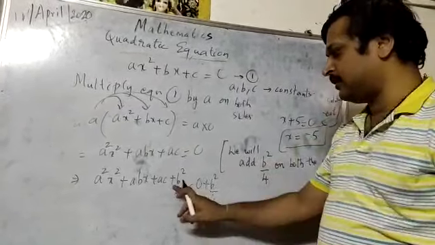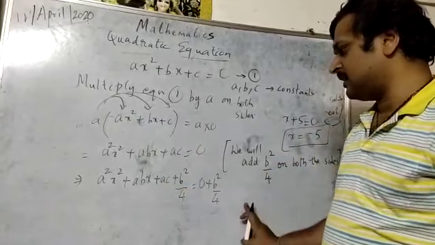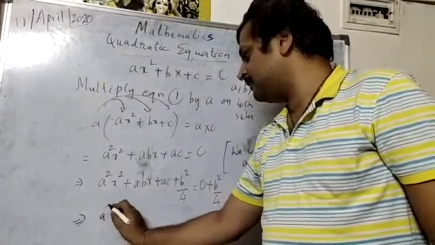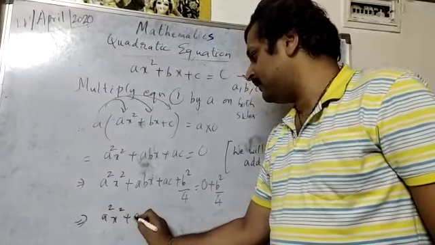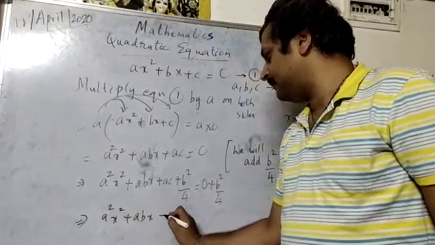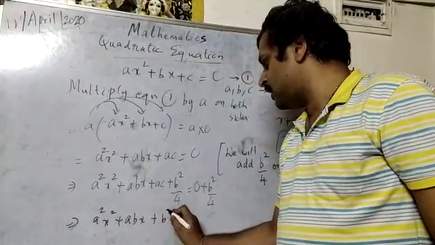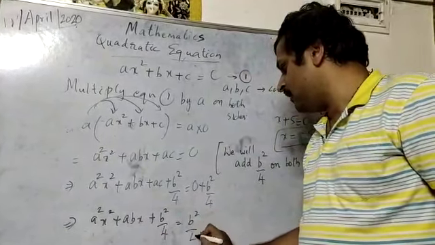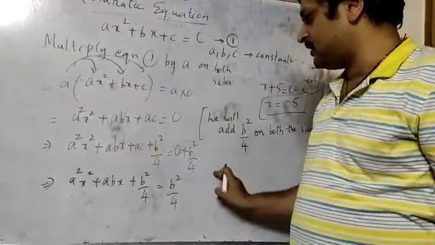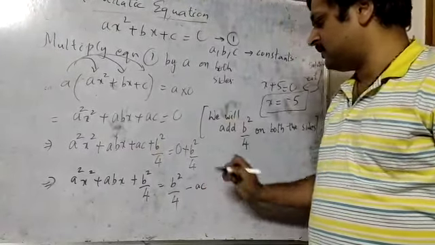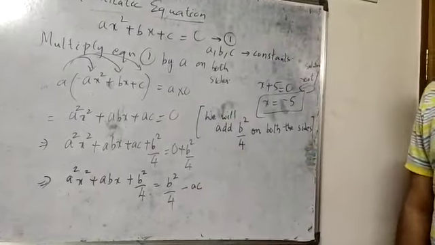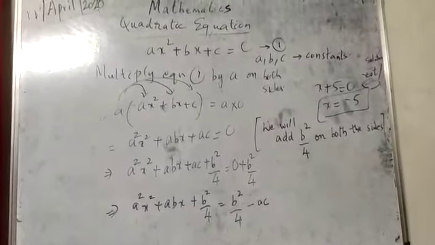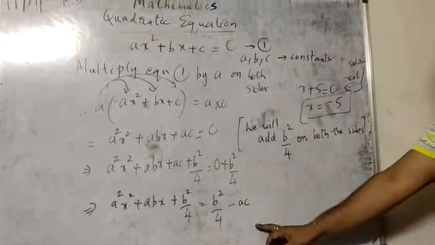Next what we'll try to do is shift this to the other side. What do we get? We get a square x square plus abx plus b square by 4 equals b square by 4. When I shift this plus ac to the other side, I get minus ac. Is that clear? Any doubt? Okay, make a note of this. I'll erase. I'll continue from this equation.